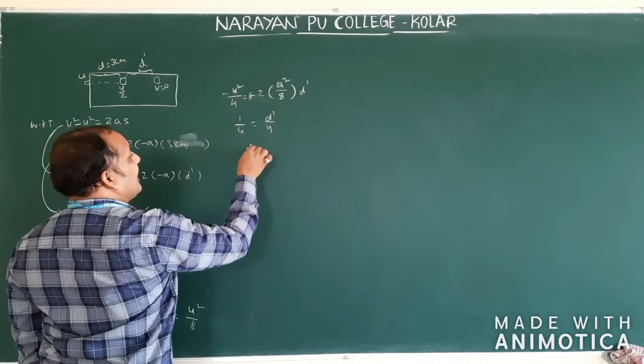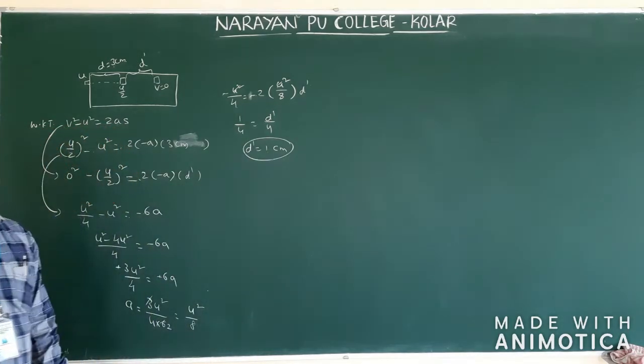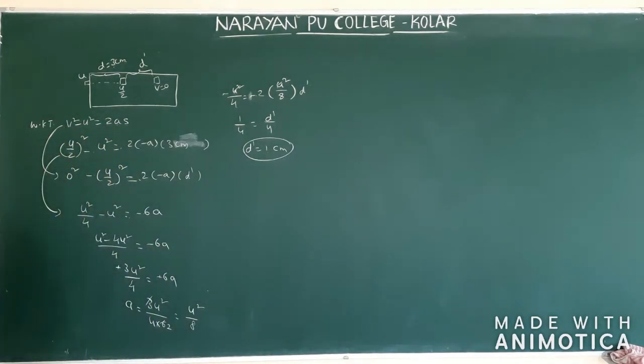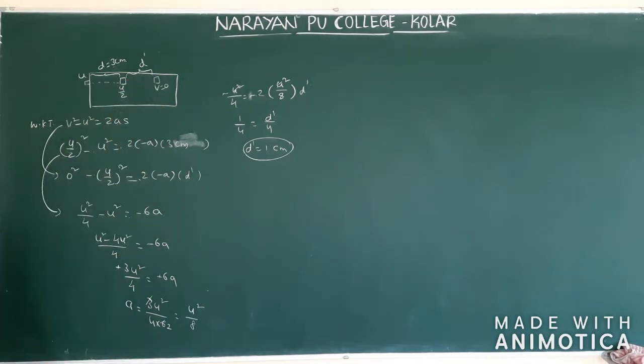4 will be, then d dash equal to 1. Because we are doing in centimeters. Therefore, 1 centimeter means after going to 1 centimeter, its final velocity is going to become 0. This is question number 8. So answer is option 1.